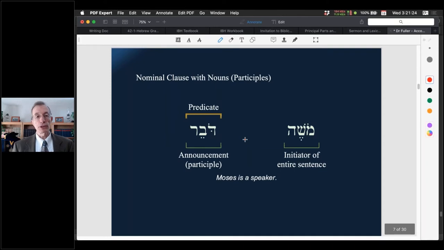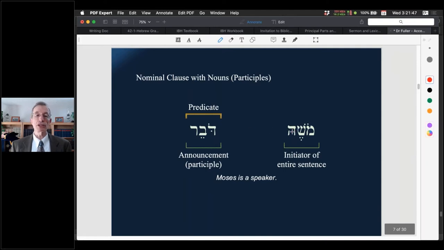Now, here's one with the participle. And again, it's another nominal clause. And again, participles are considered nouns. This construction is uniquely Semitic. We cannot do this in Western languages, whether you're talking Latin, Greek, English. Moses is a speaker, one who speaks.